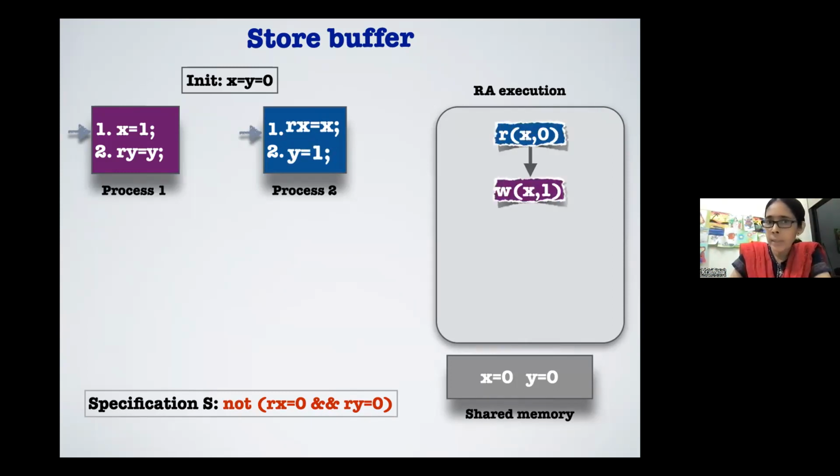Notice that the first thing that is shown in process 2 is that it is swapping the first and second statements.